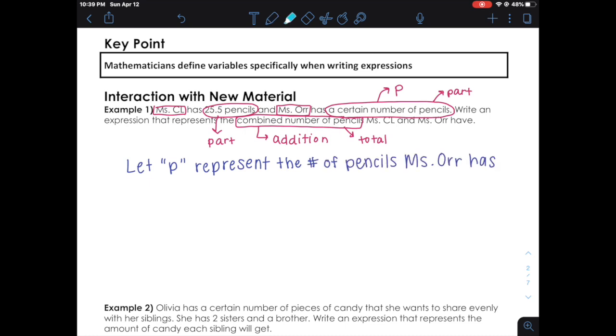Okay, so we already figured out my portion is the 25.5, so let's start with that. We have the 25.5 pencils. And because we are combining, that tells us our operation is addition, and we have to combine the part that Miss Orr has, which we don't know what it is, so we put the letter P. So our expression that represents that specific context is 25.5 plus P.